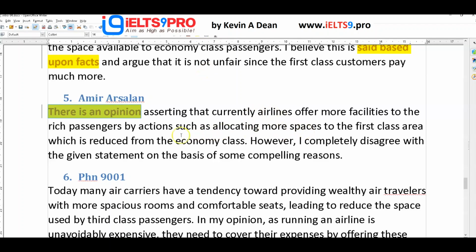Allocating more space, reducing economic class, completely disagree. And then we've got this empty sentence. I've told you before about this. I made a post about empty sentences, phrases to avoid. This tells the reader nothing. Doesn't tell me a thing.